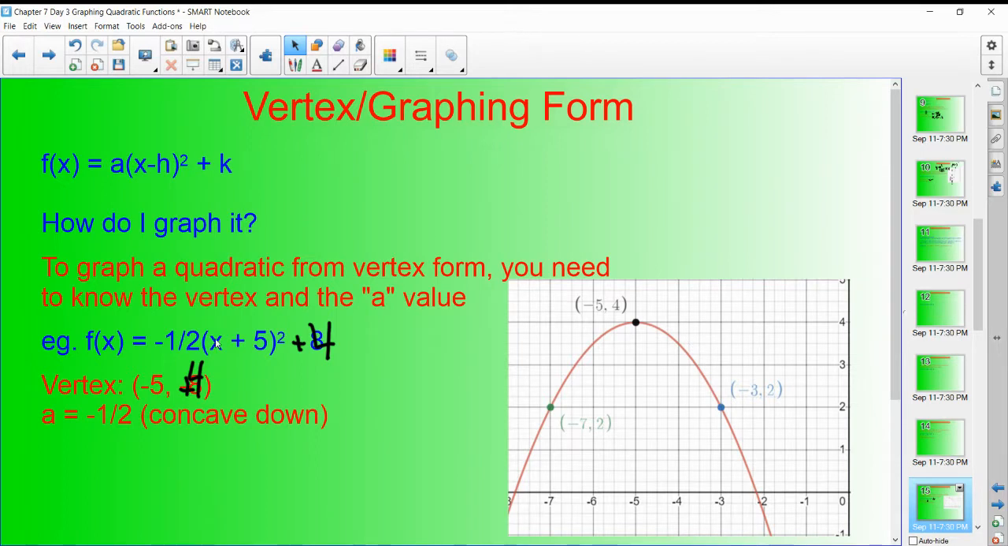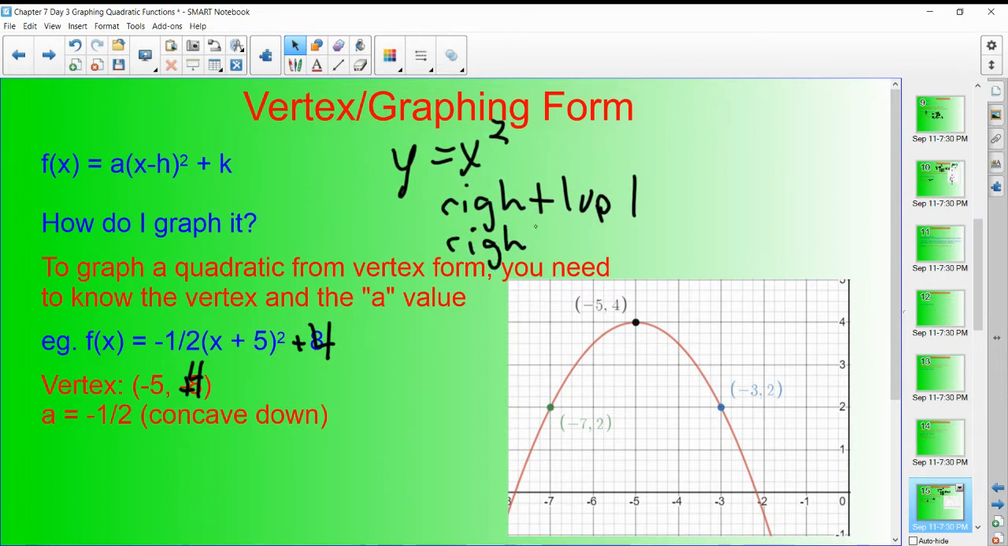Now, like last time, we can go left 1 and down 1/2 because my vertical stretch is 1/2. I go left 1 and down 1/2, but I don't like to do fractions. So the normal parabola, y equals x squared again, was right 1, up 1, right 1, up 1, right 2, up 4.